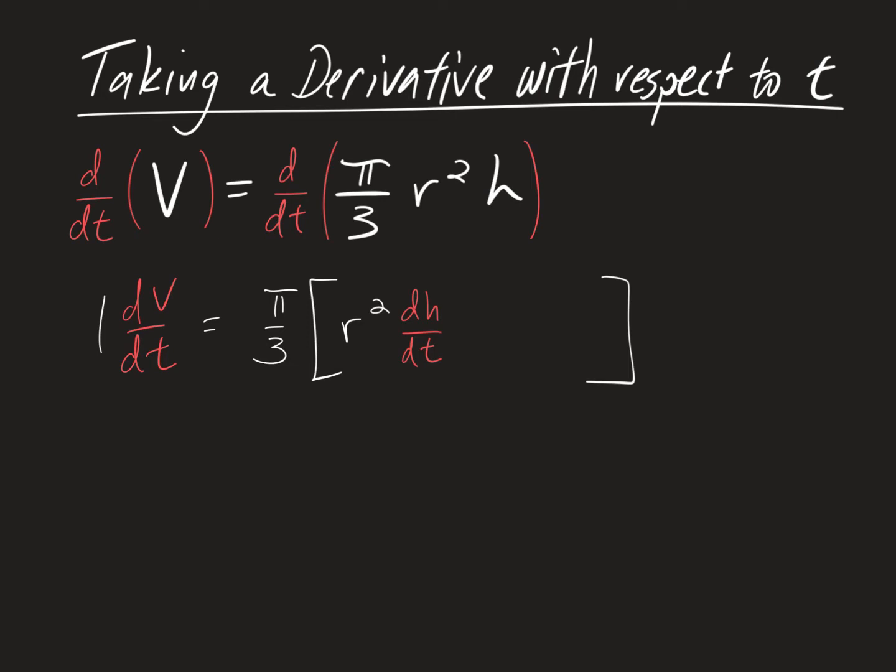Then we will take the second times the derivative of the first. So the second here is h, and the derivative of the first this time is 2r, but then because we're taking the derivative with respect to t, those variables don't match, we have to multiply by dr dt. So 2r dr dt, and we can just add these together. So this is where all of the little pieces and parts come into play.